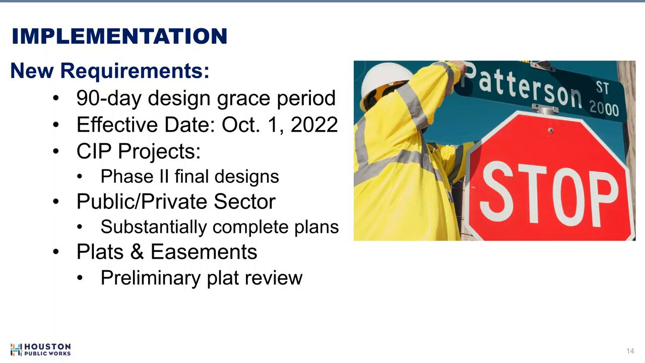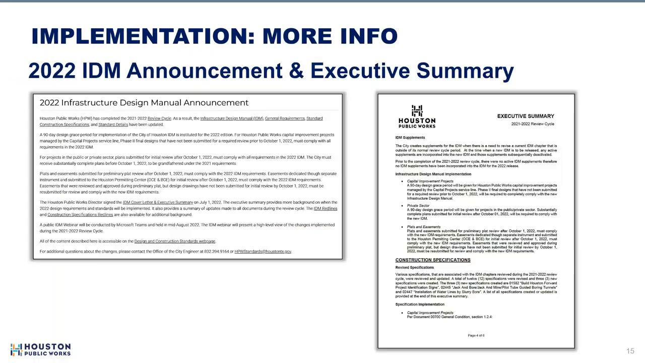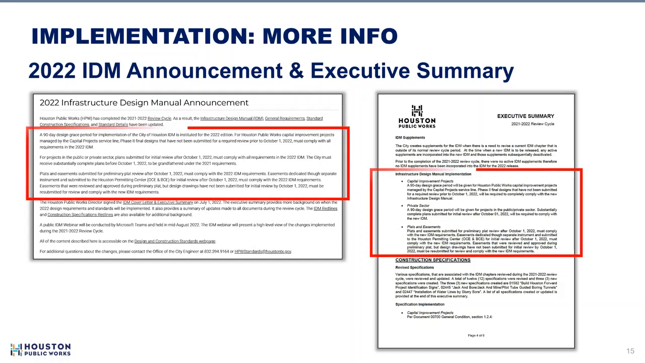The city must receive substantially complete plans before October 1st to be grandfathered under the 2021 standards. For plats and easements, submissions for preliminary plat review after October 1st must comply with the 2022 IDM. For additional background, refer to the 2022 IDM announcement and IDM executive summary. The IDM summary is provided at the beginning of the IDM document and gives implementation information for the IDM, standard specifications, and standard details.